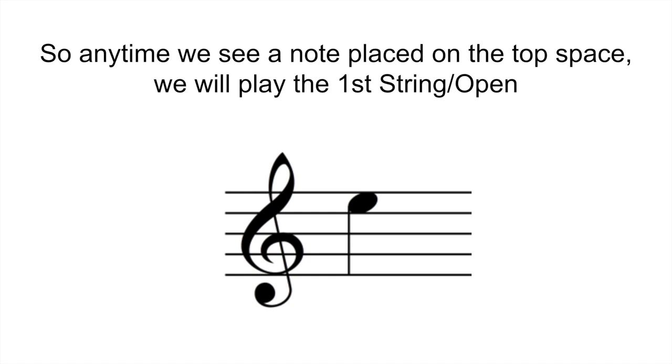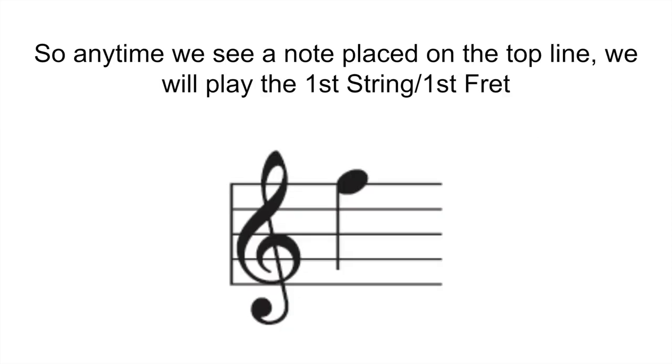So what that means, anytime we see a note placed on the top space, we are going to be asked to play the first string open. Even though this is a quarter note, it could also be a whole note or a half note. Anytime we see a note placed on the top line, we'll be asked to play the first string first fret. Once again, even though this is a quarter note, it could also be a whole or a half note.